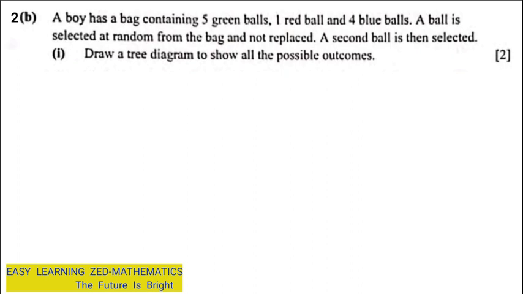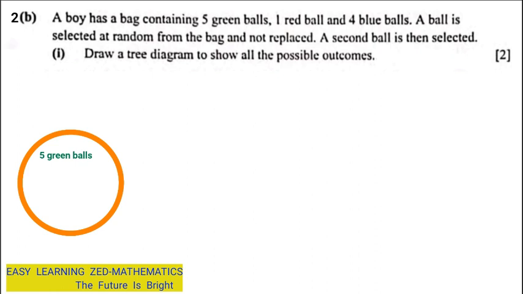Okay, so what we need to understand is what is contained in the bag, how many balls are in the bag altogether. So let's start by drawing the bag here. This orange circle represents a bag, and in this bag there are 5 green balls. There is also 1 red ball, and there are also 4 blue balls.